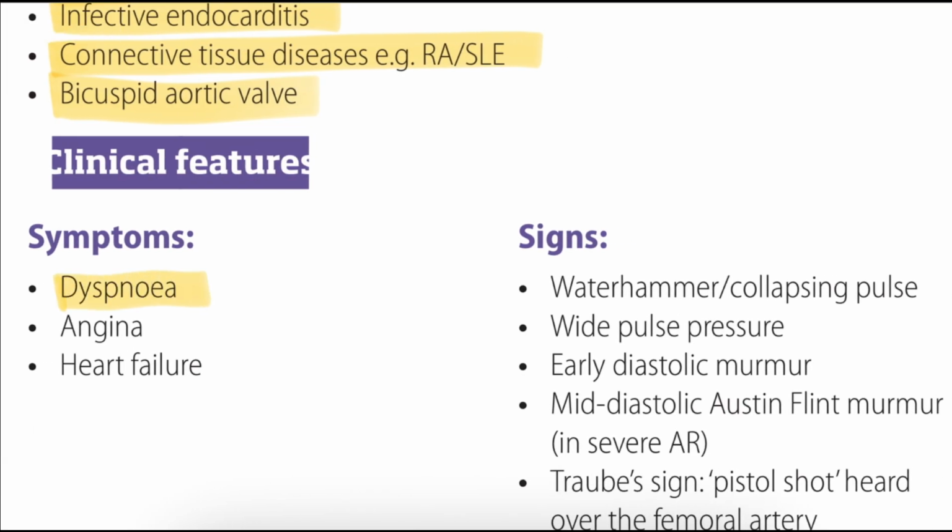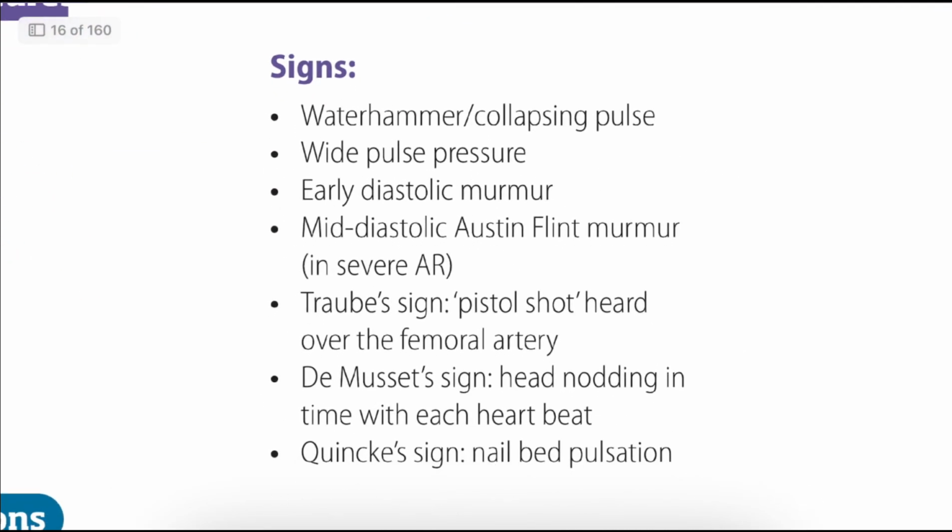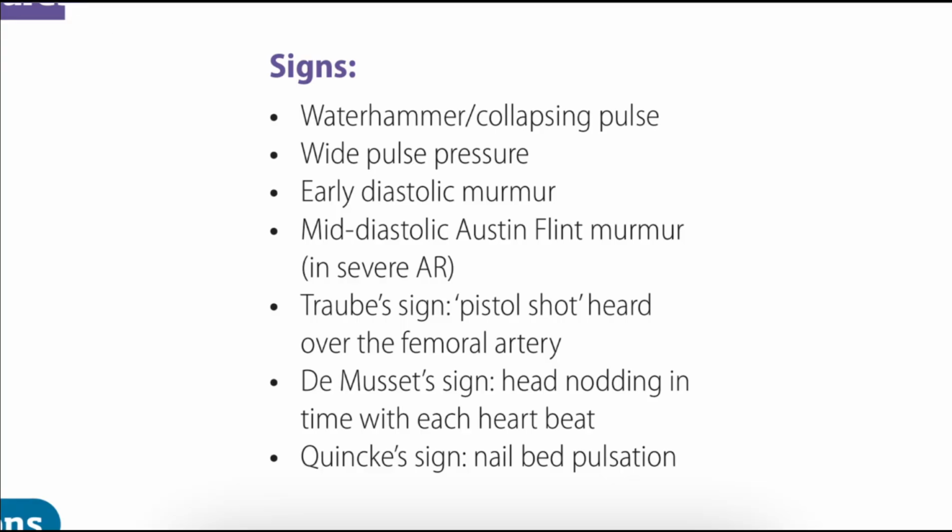The symptoms are dyspnea, difficulty in breathing, angina and heart failure. These are the main symptoms. Now you can see some signs. These are the important signs in aortic regurgitation. The classic sign you can see here is a wide pulse pressure, with increased systolic blood pressure and reduced diastolic blood pressure.